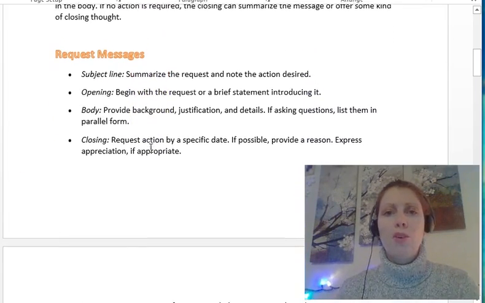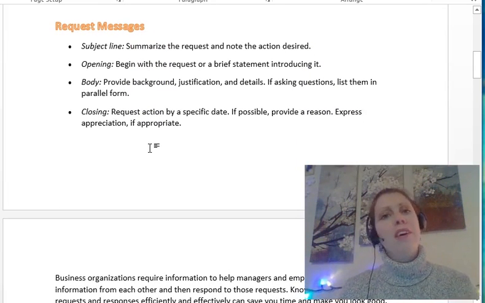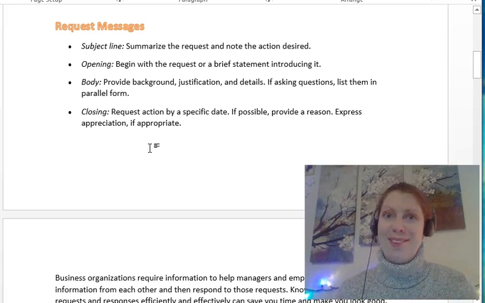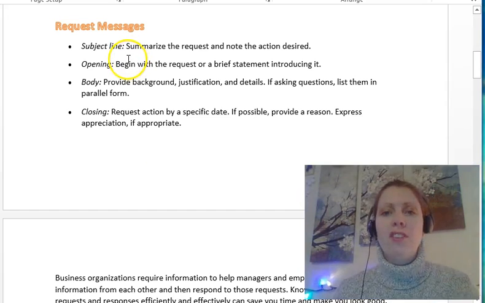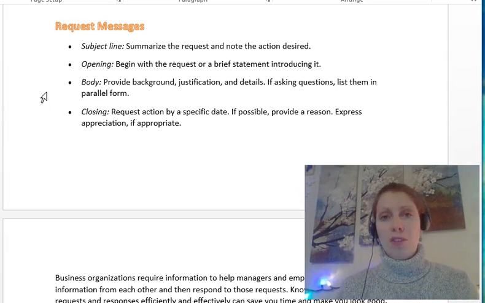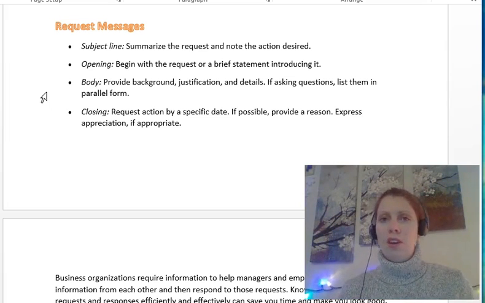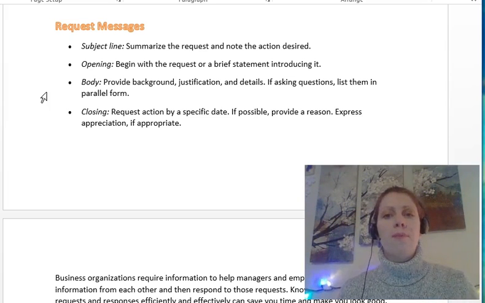All right, so making request messages. Well, the format for these is pretty much the exact same, surprise, surprise, nice and easy though. So you always have a subject line which summarizes the request or the action that will be desired. The opening begins with the request or a brief statement that introduces it. The body, of course, provides background and details, maybe asking a question, and always using parallel form. And the closing is a request.